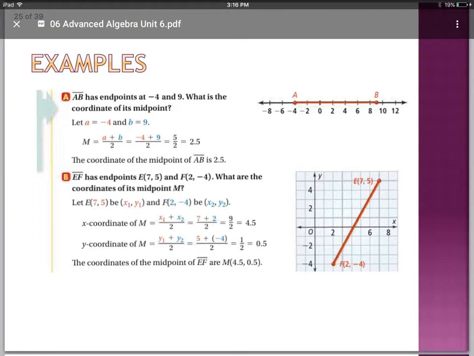An example for us. AB has endpoints -4 and 9. What is the coordinate of the midpoint here? So -4 and 9. Add them together, divide by 2. 2.5 is the midpoint.